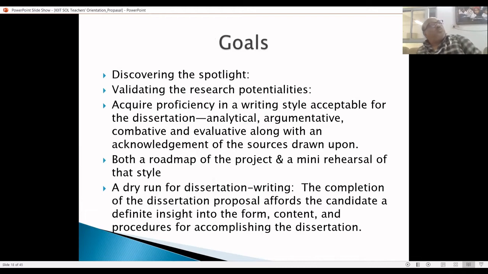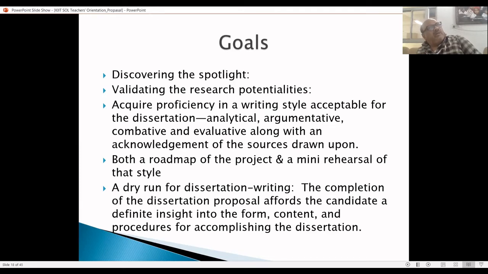So when students prepare their proposal, what should be their goal? Their goal should be to discover the spotlight. That spotlight means the focus statement. They should know for themselves what is going to be the focus of their study. And the clearer they are about it, the better for them. Once that critical spotlight or focus statement is clear, through the proposal they should try to validate the researchability, the research potentiality, of their project.